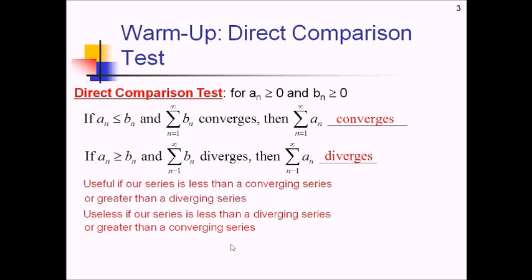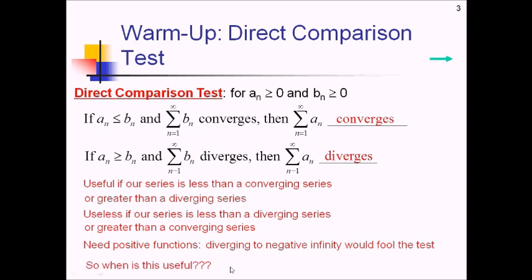So in either case, you might have noticed that we have to have positive series. And the reason we need positive functions is that let's say we had a series that was diverging to negative infinity, that would actually fool the test and show up as less than a converging series. So we don't want that. Now the big question is, when is this going to be useful?